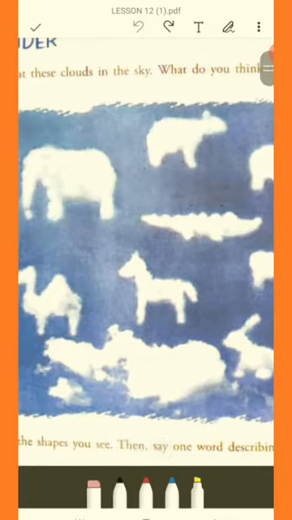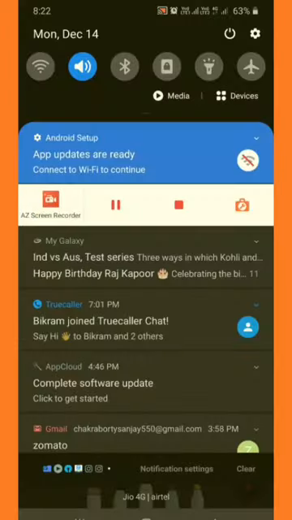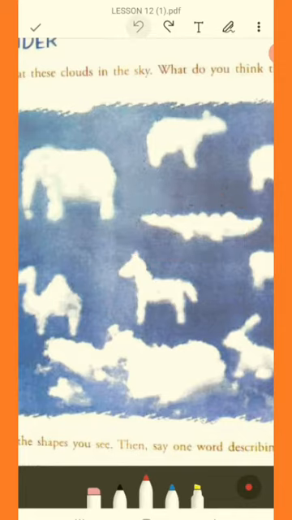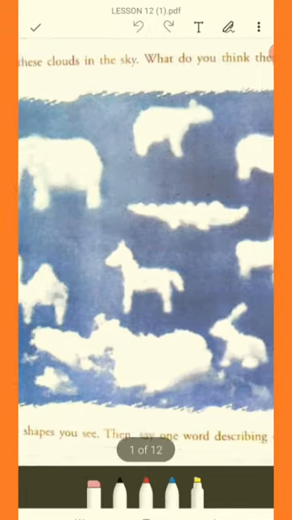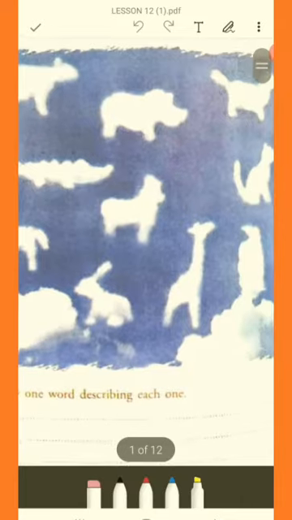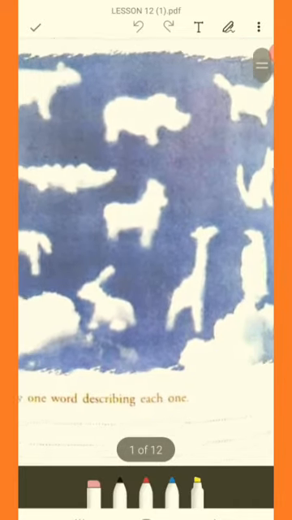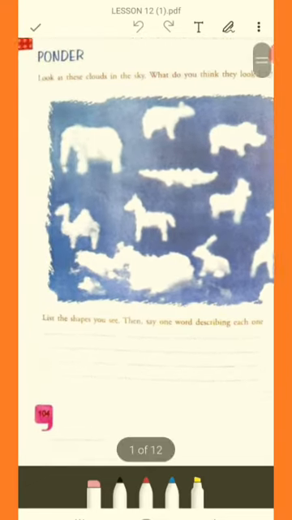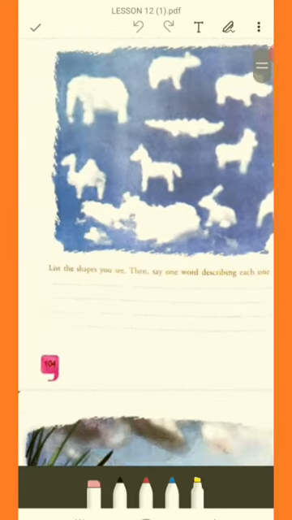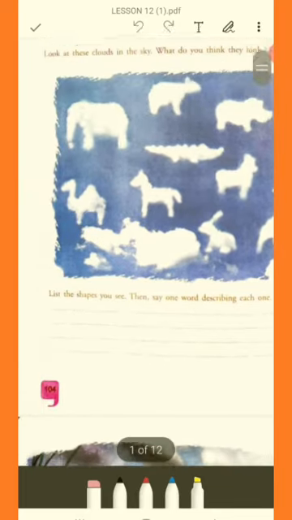This is your activity to be done by you. What names do you think these animals will have? What does it look like? Is it a horse? How about this one? What does it look like? It looks like a crocodile to me. So find out the rest in a similar manner. Clear? Cat, dog, giraffe, zebra, whatever you find, you do it. So list the shapes you see, then say one word describing each one.